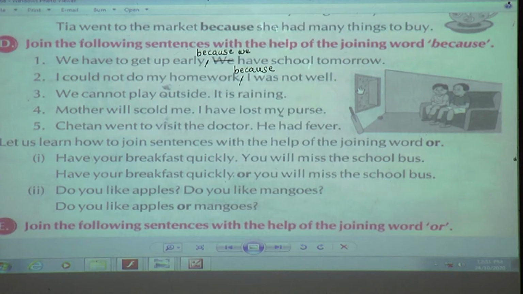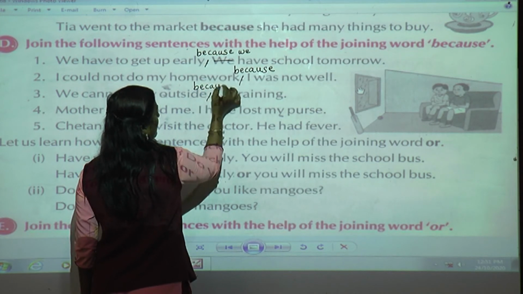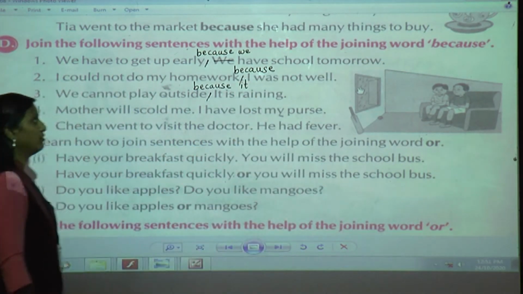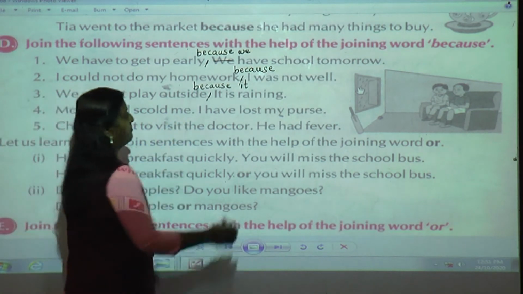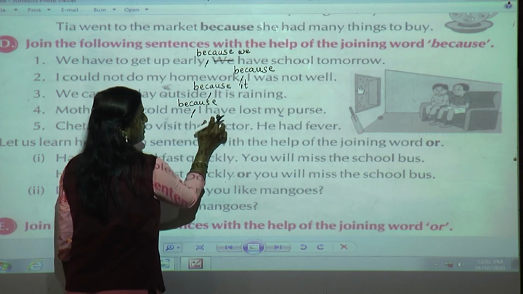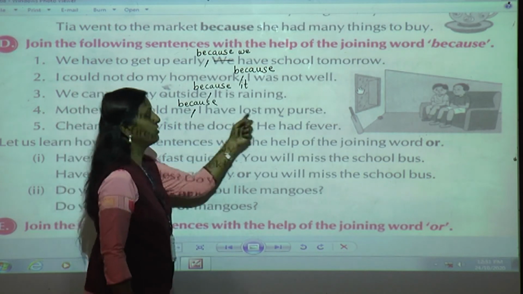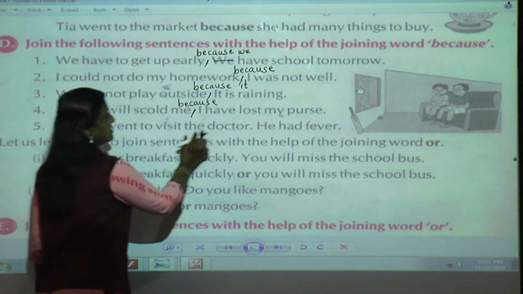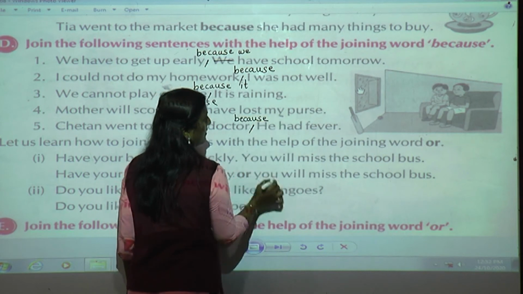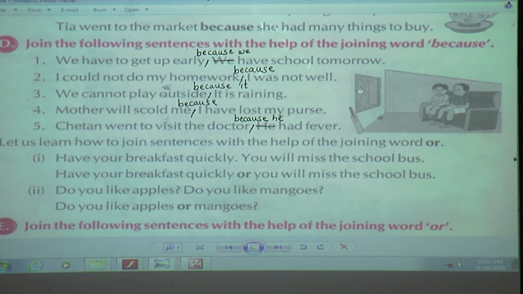We cannot play outside. Full stop. Remove because. Yes, it is raining. Full stop. Mother will scold me. Full stop. Remove because. My because is in between these two sentences. Now I will remain the same. I have told you I will never change in any place. So I have lost my purse. Chetan went to visit the doctor. Full stop. Remove because. He, I'll make it small, had fever. Done, students? Chalo, do it fast.